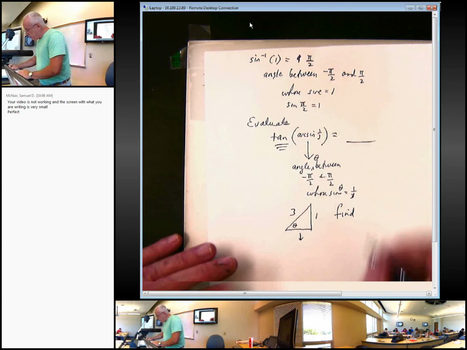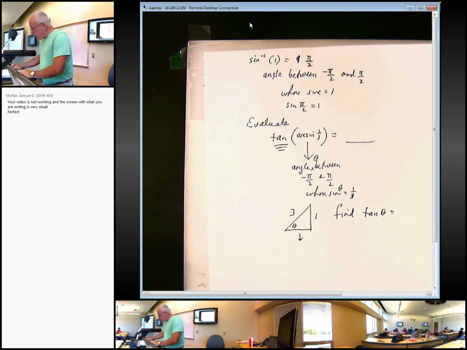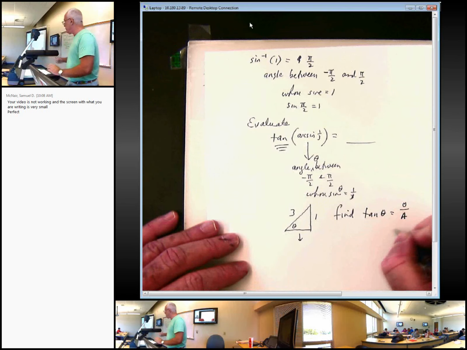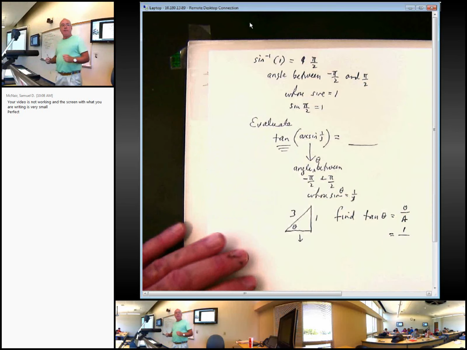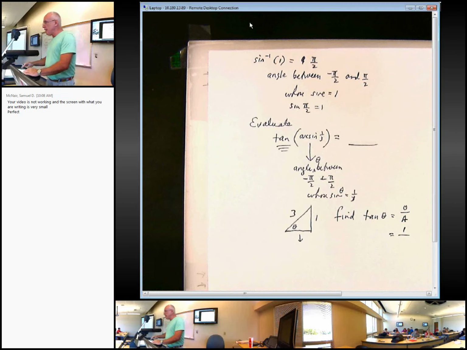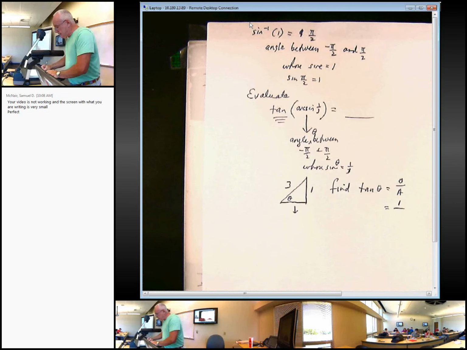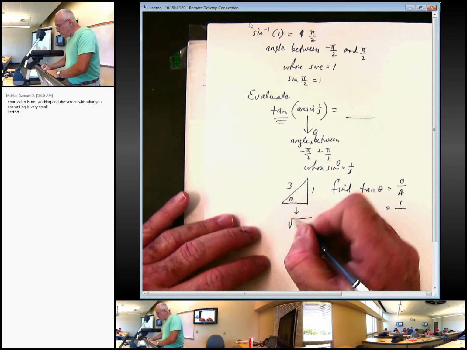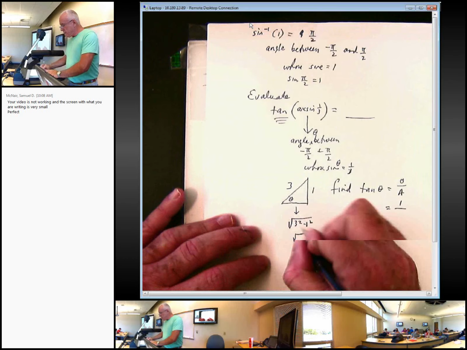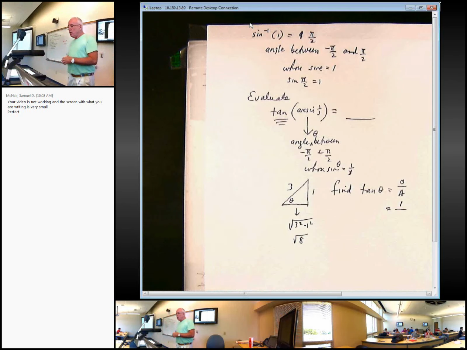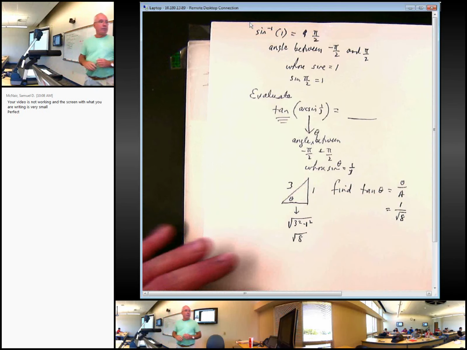So the tangent of this angle theta is going to be what? Well, we know tangent is opposite over adjacent. Well, the opposite here is the number 1. How do we figure out what the adjacent side is? Pythagorean theorem. The adjacent side is going to be the square root of 3 squared minus 1 squared, which is going to be what? 9 minus 1, the square root of 8. So our adjacent length is going to be the square root of 8.